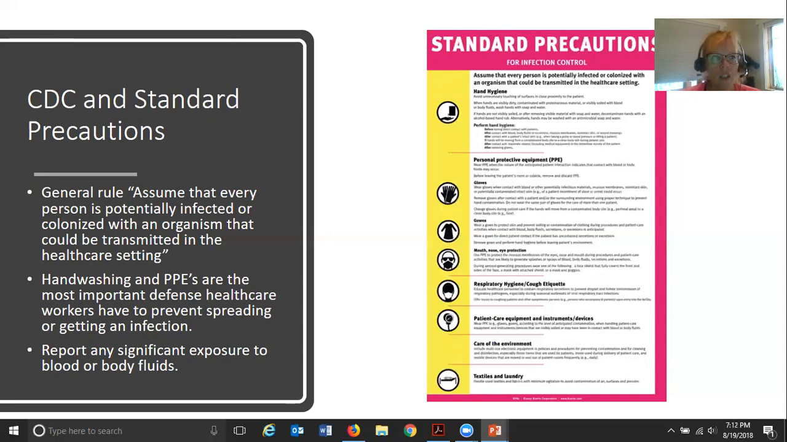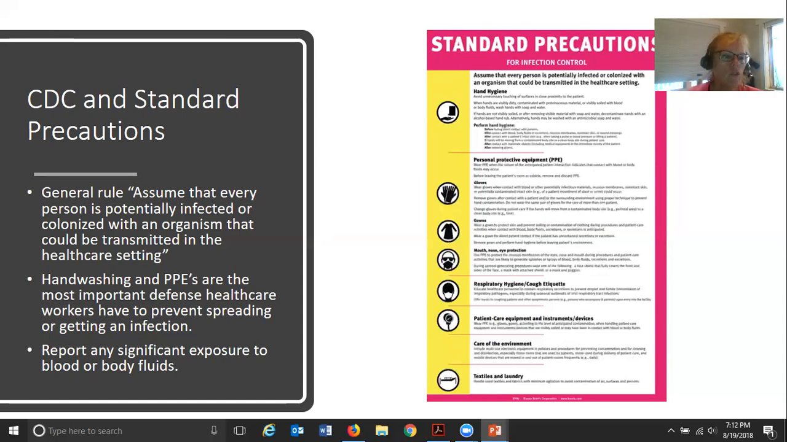We don't look at the patient's diagnosis. We don't treat any samples differently. We go according to the fact that it is a biohazardous sample because it is blood or any other body fluid. Our best defense is hand washing and personal protective equipment.